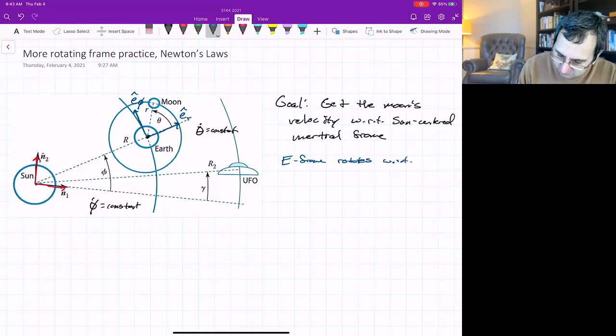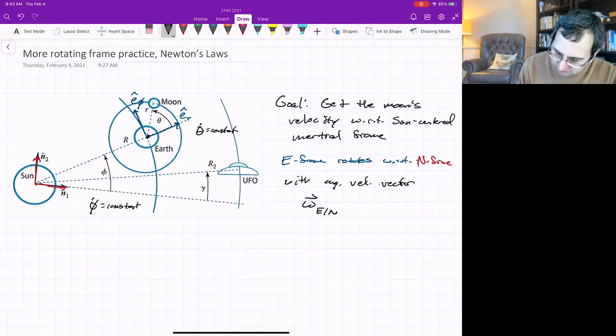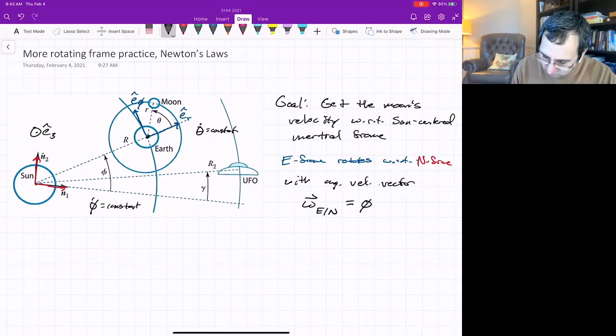The E frame rotates with respect to the N frame, the sun frame, with an angular velocity vector. Following the book's notation, this would be E with respect to N equals, well, the out-of-the-screen direction is always the same. It's going to be either N3 or E3 or something else, so we'll just call that E3. So it's the angular rate, phi dot, and then the axis. That's going to be necessary when we use the transport equation and take cross products. And that completes the right-handed coordinate system for this E frame.